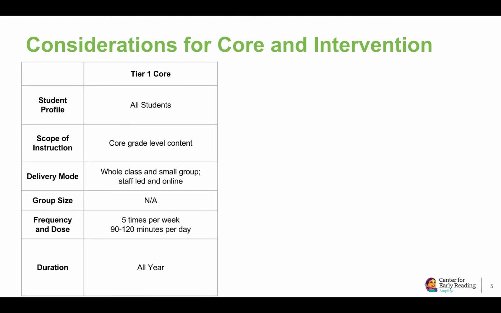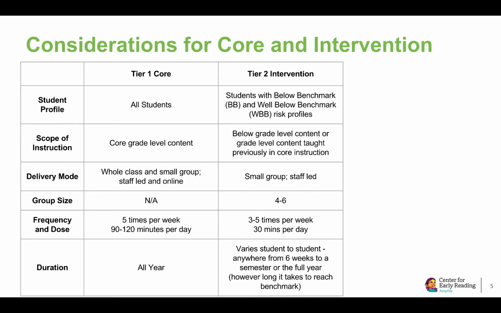As you know, all students receive Tier 1 instruction. This is where the grade level content is delivered to all of your students, typically via whole class and small group rotations. For some students, Tier 1 instruction is not enough. They need additional instruction below grade level or on previously taught grade level content if there is any chance to catch them up. You identify these students with screeners such as M-Class DIBELS. They have usually been identified with a below benchmark or well below benchmark risk profile.